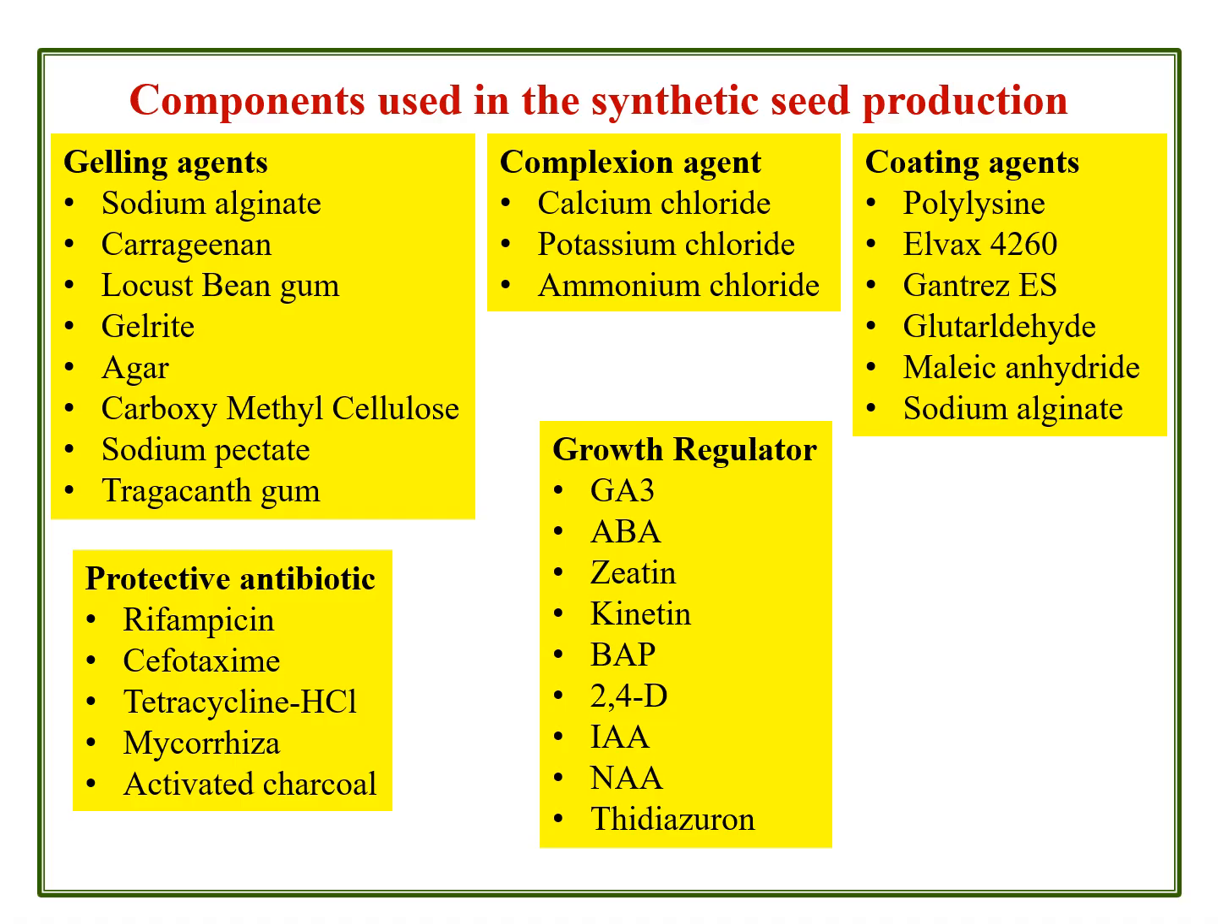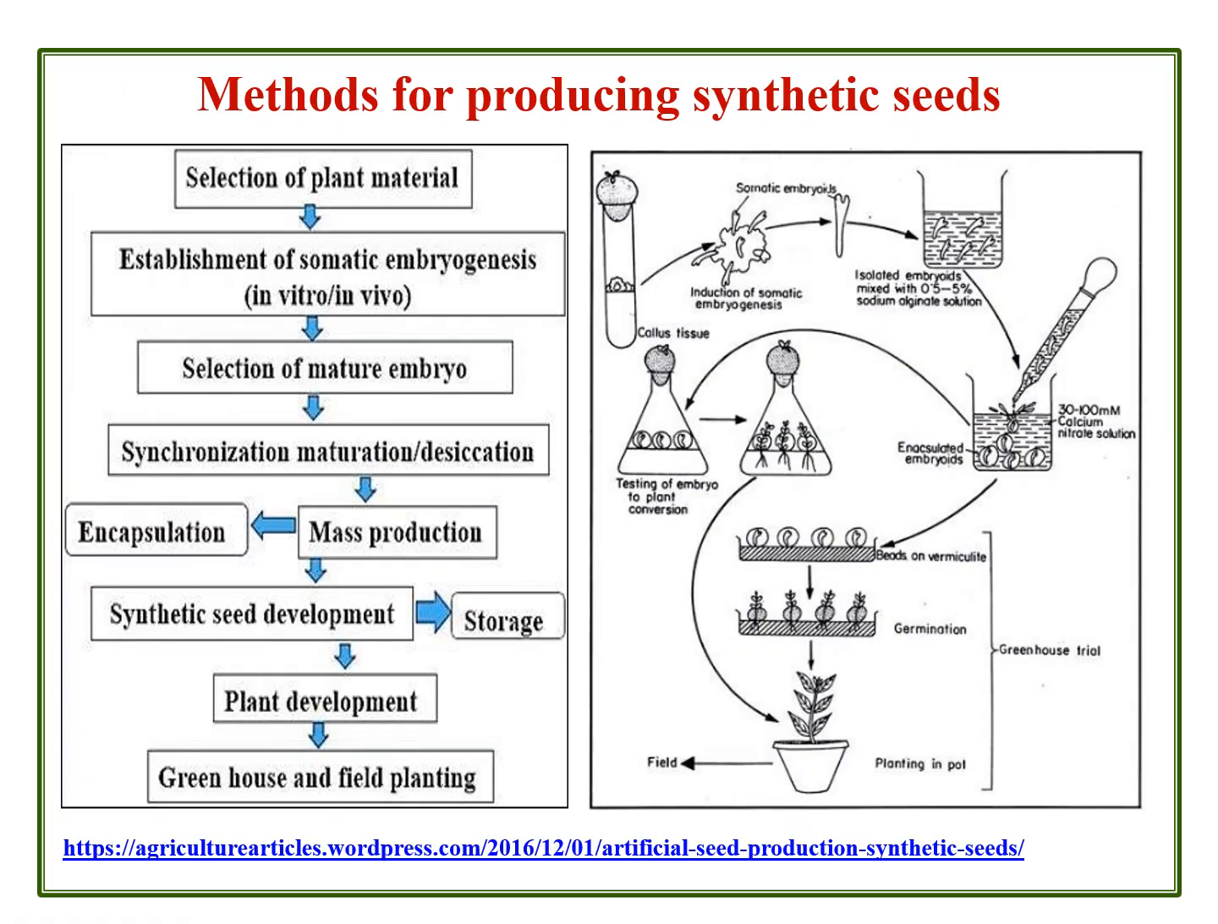Rifampicin, cefotaxime, tetracycline HCl, mycorrhiza, activated charcoal are the antibiotics and agents to protect the seed from contamination. And the growth regulators include gibberellic acid, abscisic acid, zeatin, kinetin, benzylaminopurine, 2,4-dichlorophenoxyacetic acid, indoleacetic acid, naphthalene acetic acid, and thidiazuron. So these are the growth regulators; depending upon the species, the cell types and the seed coat, the combinations will vary. And this is the method for producing synthetic seed.